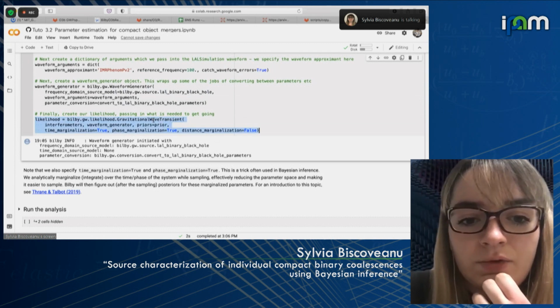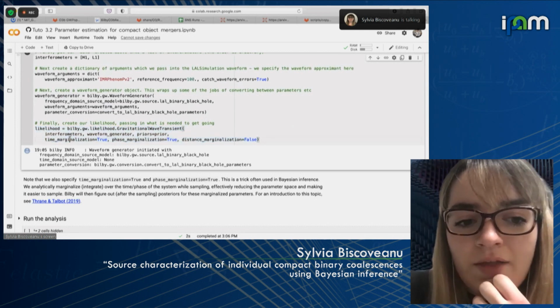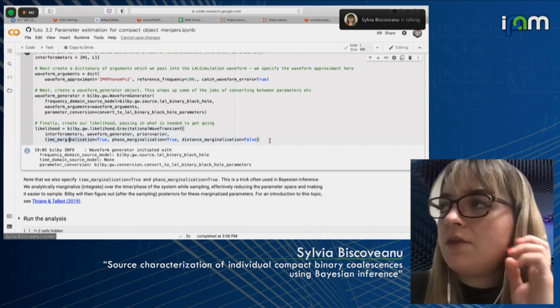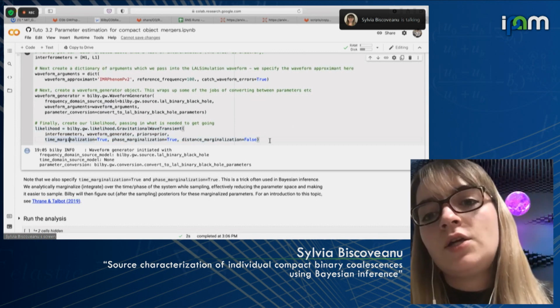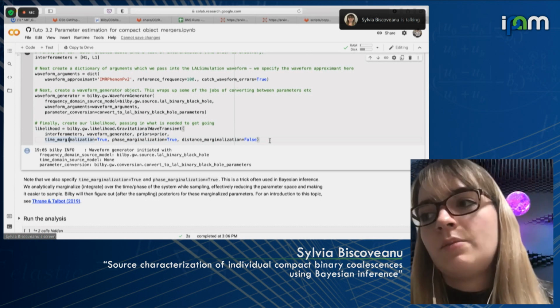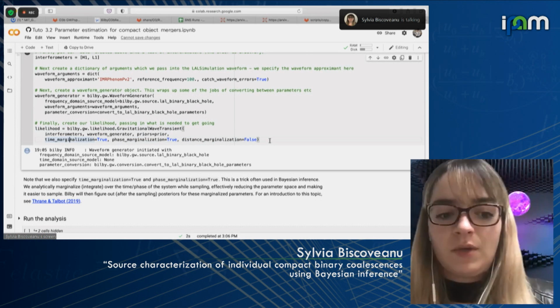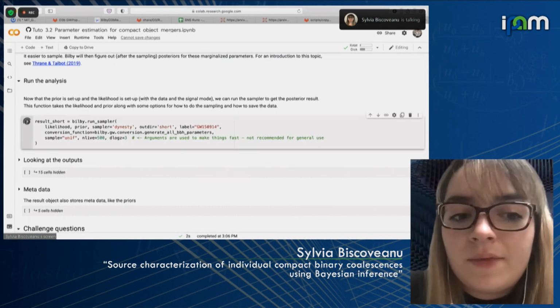So we tell it the priors, the waveform generator, where our data is. And then these marginalizations, I did not have time to talk about, but basically for certain parameters, you can analytically marginalize them out of the likelihood. And this just helps the sampling because you don't need to sample in those parameters, and it reduces the dimensionality of the space. And now we just set Bilby going.